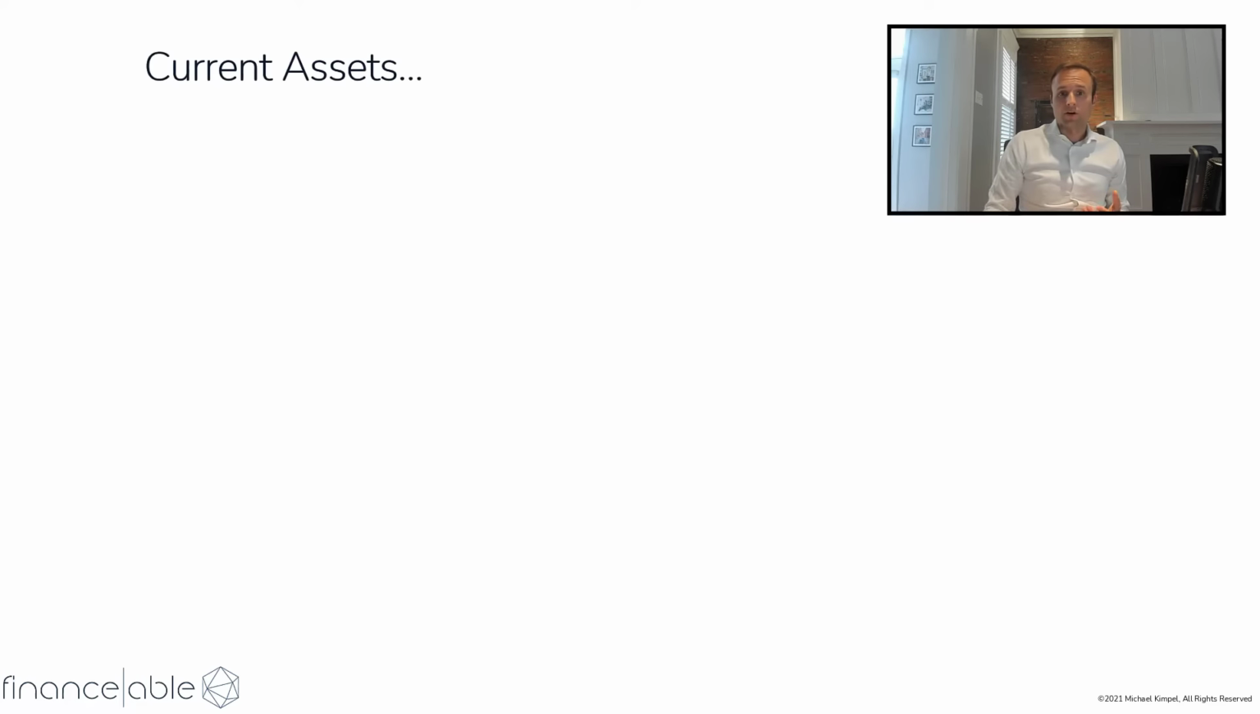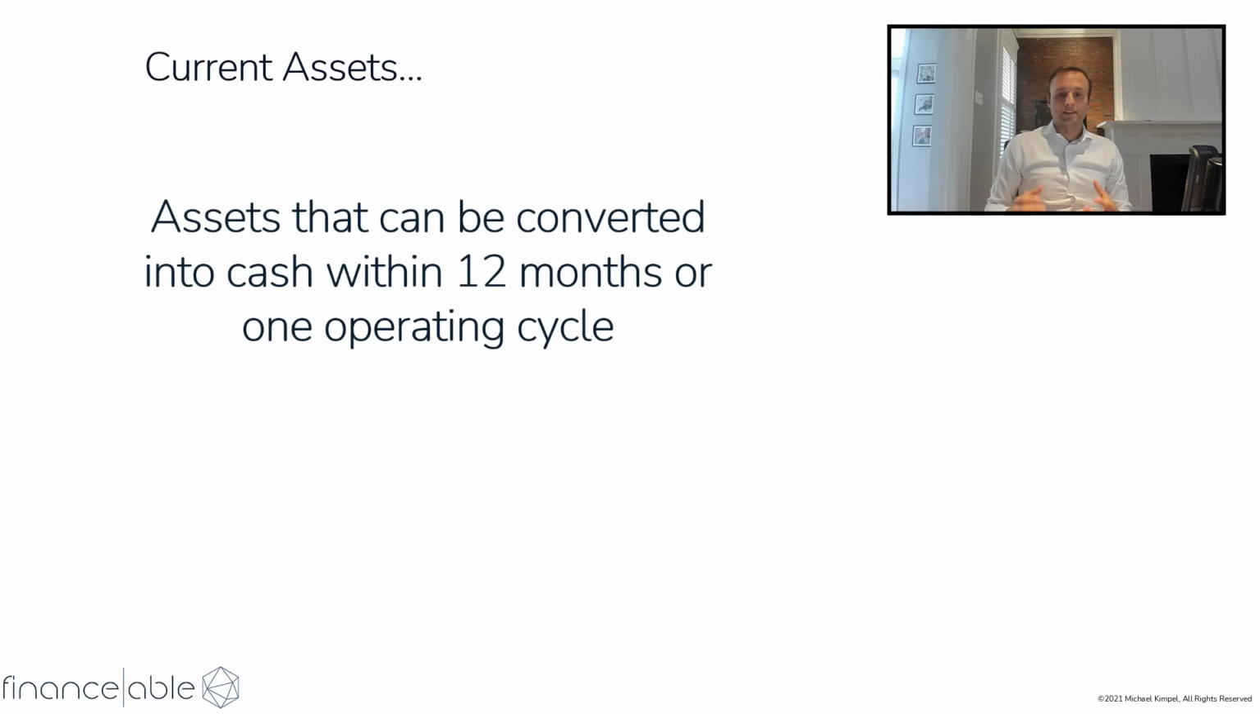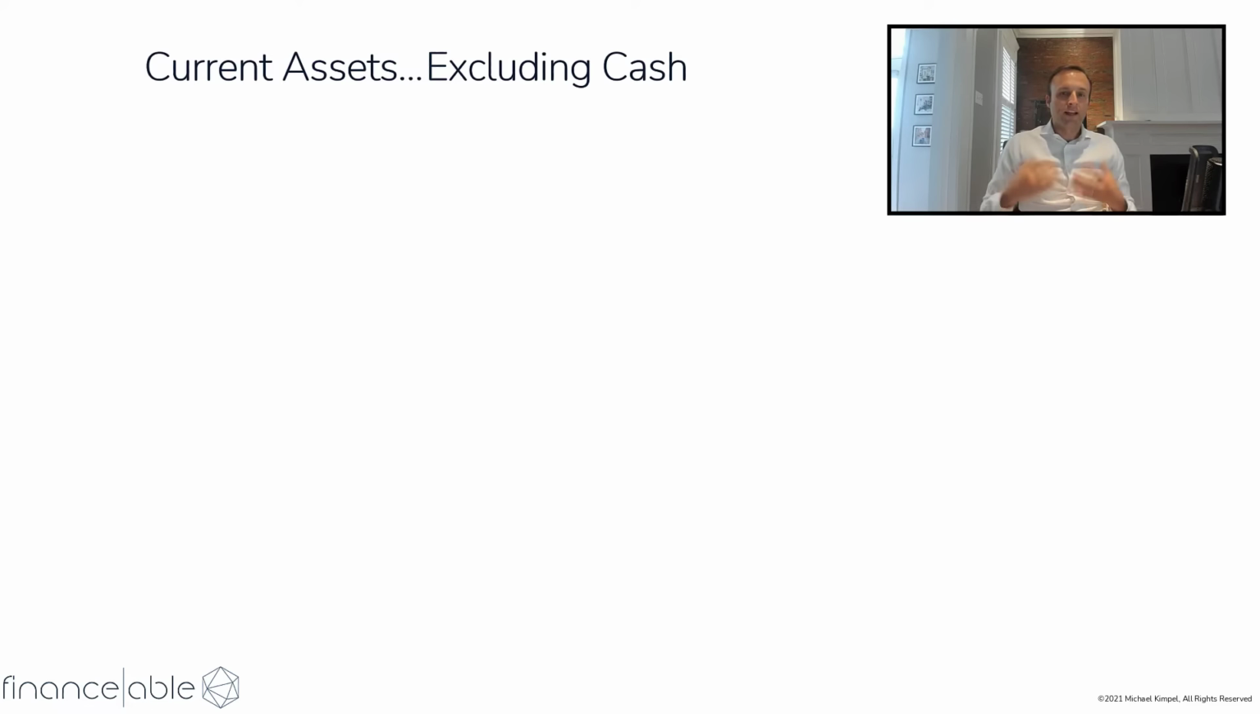We're going to start with current assets. So first, let's define current assets. Current assets are assets that can be converted into cash within 12 months or one operating cycle. And in particular, as it relates to working capital, we're looking at current assets excluding cash. Just to explain why that's the case, cash is cash we can just use regularly today. The analysis of working capital is really a study of tied up cash that we can't access. So we take out the cash that we can access and look at what's really tied up in the business.